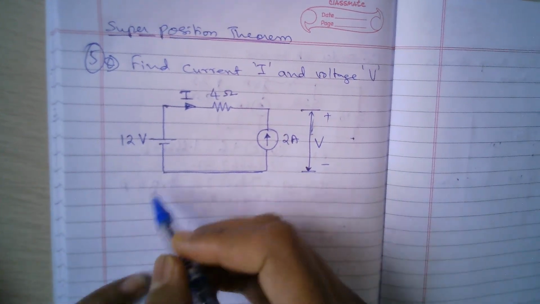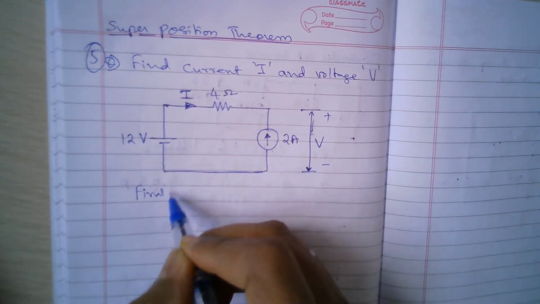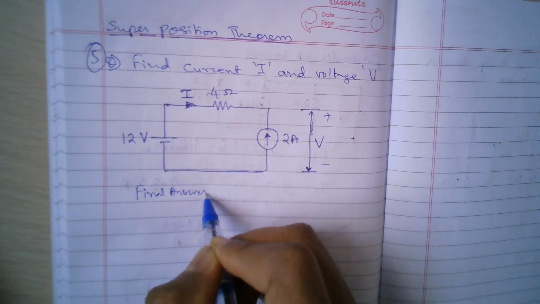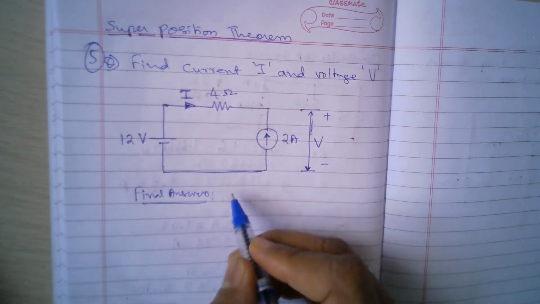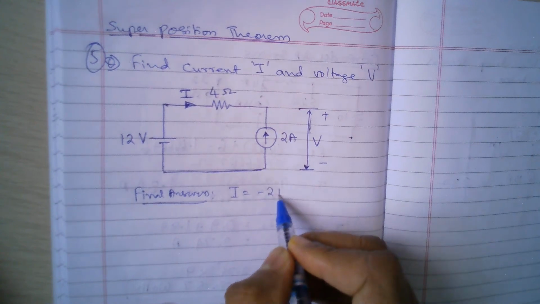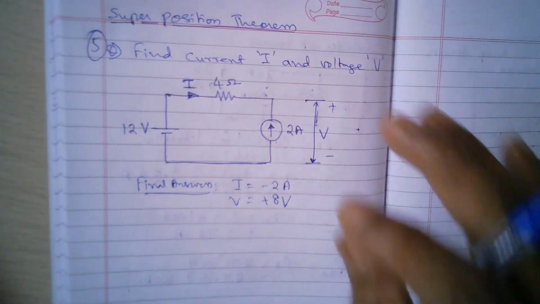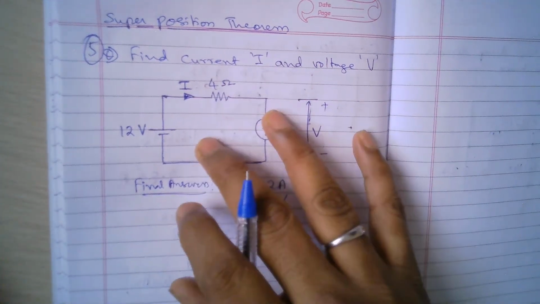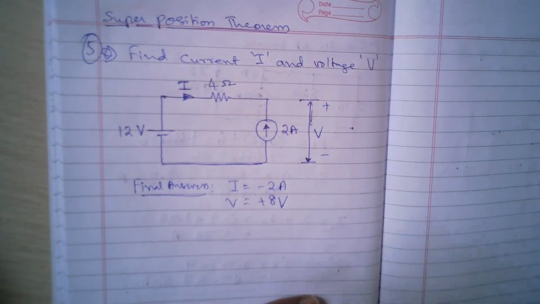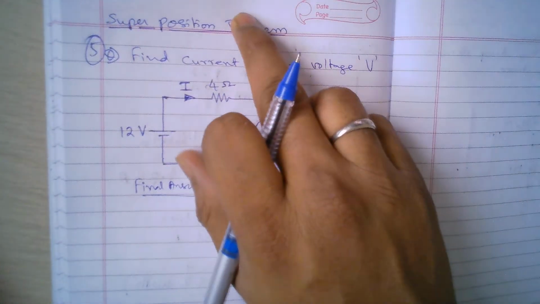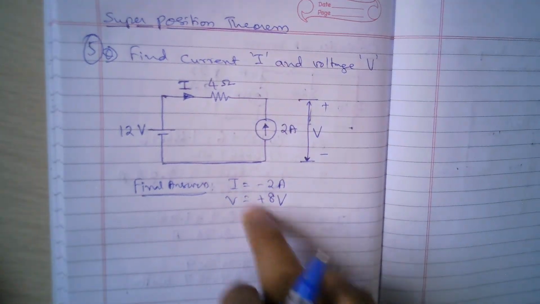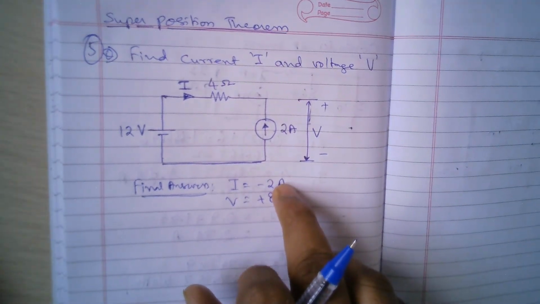So the final answer by observation: I is minus 2 amperes and V is plus 20 volts. So you can solve the problem just conceptually, by observation. Now let us apply superposition theorem and see whether whatever answer we are getting is correct or not.